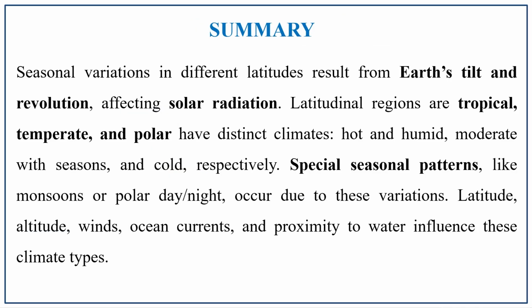Overall summary of this lecture: seasonal variation is different in different latitudes. It is mainly because of Earth's tilt and revolution, which affects the solar radiation. The latitude regions, that is the tropical, temperate and polar, have their own distinct climatic conditions. That is, hot and humid, moderate with seasons, and cold respectively. The special seasonal patterns like monsoon or polar day and night occur due to these variations. The latitude, altitude, winds, ocean currents and proximity to water influence these climatic types.